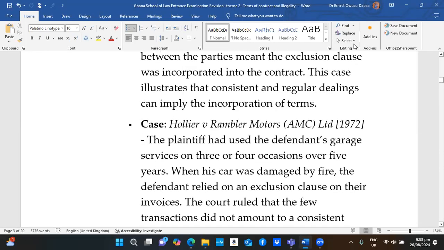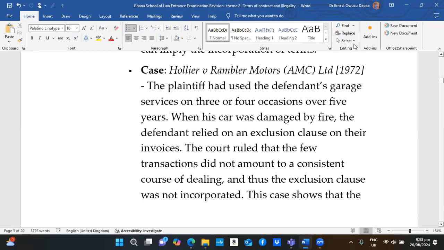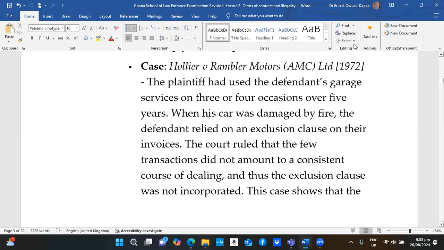And of course, if we look at the case of Hollier against Rambler Motors too, it also represents another example of how the court may say that by reason of your previous dealing, or how you've dealt with one another, we can take it for granted that the terms which were present in your previous dealings, so far as it is the same transaction, are also considered as forming part, as happened in Hollier against Rambler Motors. And over there, the plaintiff had used the defendant's garage services on various occasions.